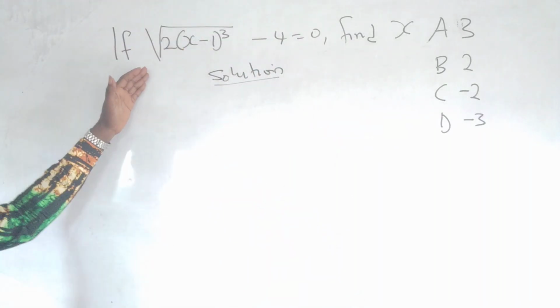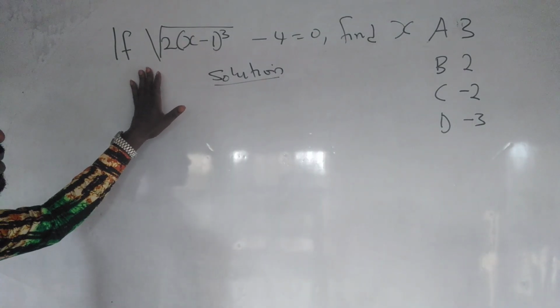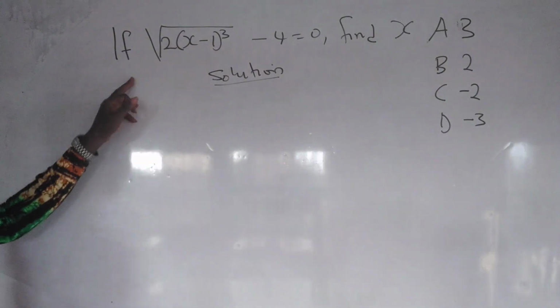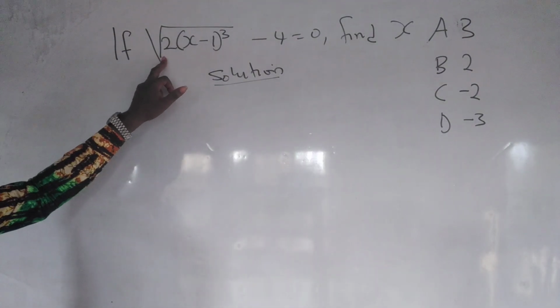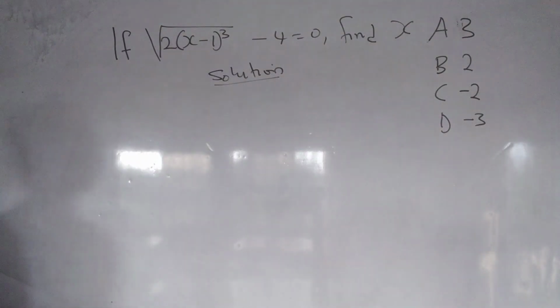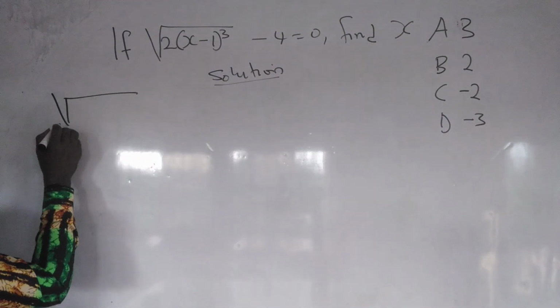All right, in today's class, we want to look at this question. This is one of the questions we just concluded, a further mathematics past question. So we have: if root 2 into x minus 1 raised to the power of 3, minus 4, is equal to 0, find x. These are the options. When you see questions like this, how do you go about this?